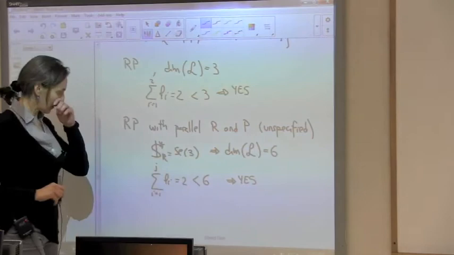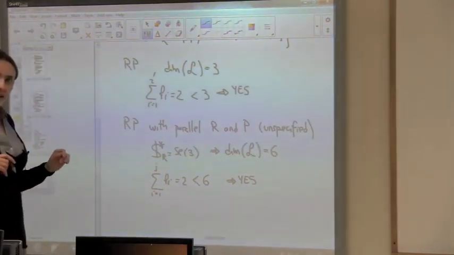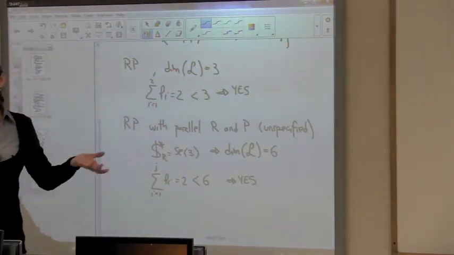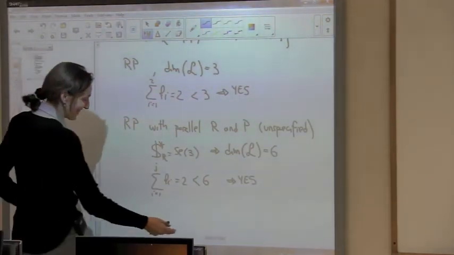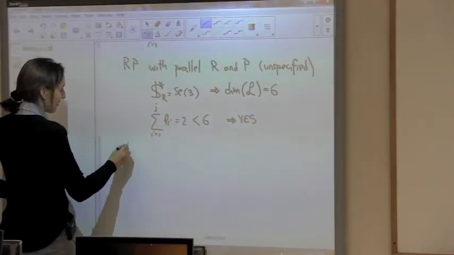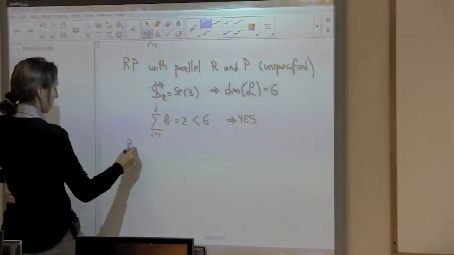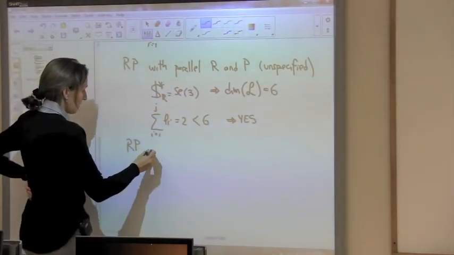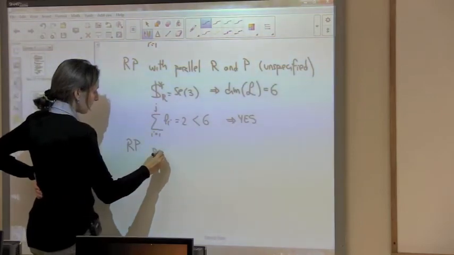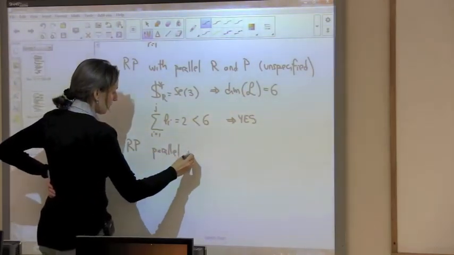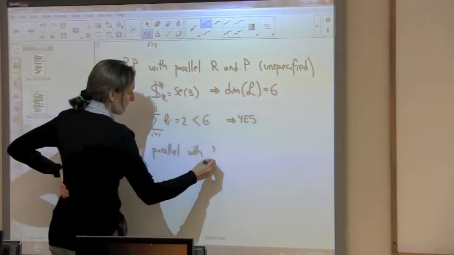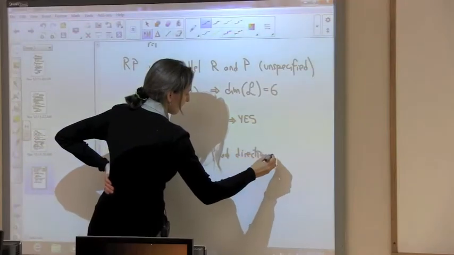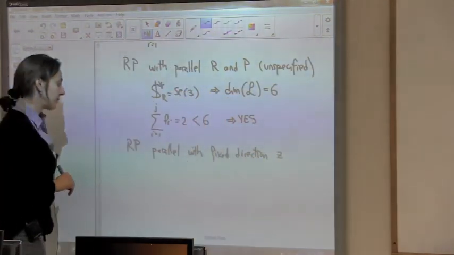Okay. Now let's specify the direction, for instance, or the location, or both. If we specify both, then you know we don't have to do design, right? Everything is specified. So now let's consider RP. What should we specify? The direction? RP parallel with fixed direction Z, let's say. It doesn't matter which one. Okay.